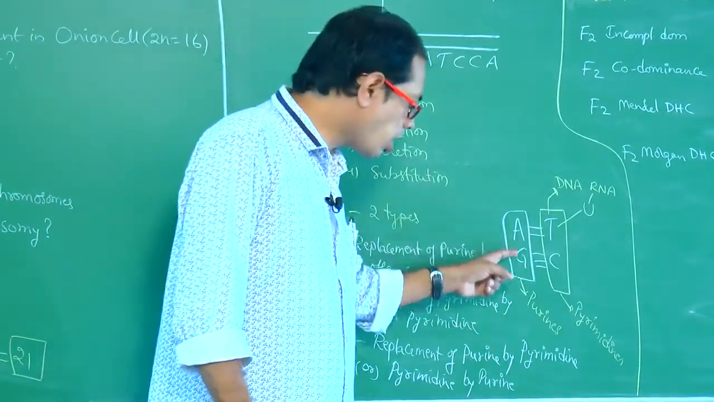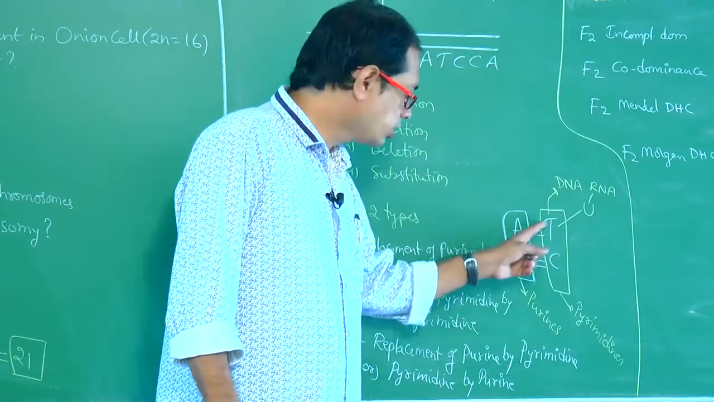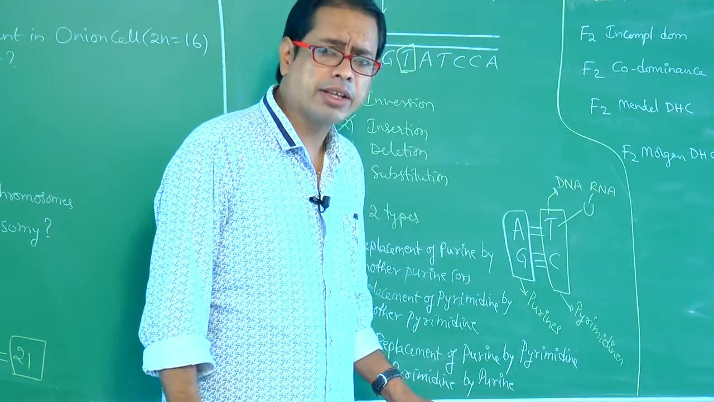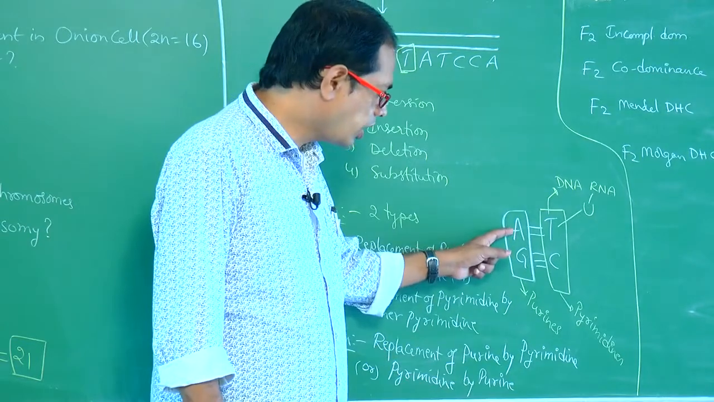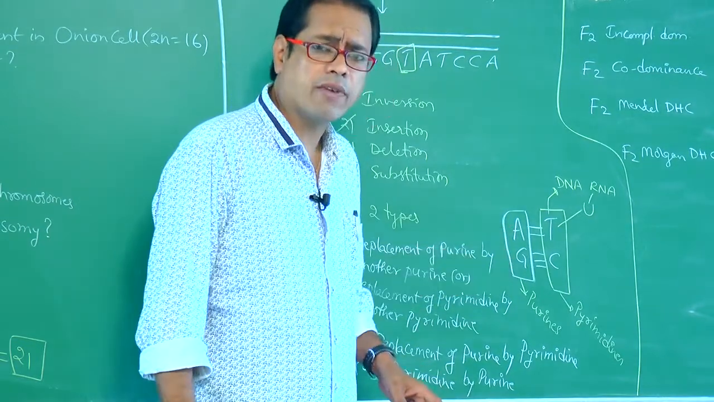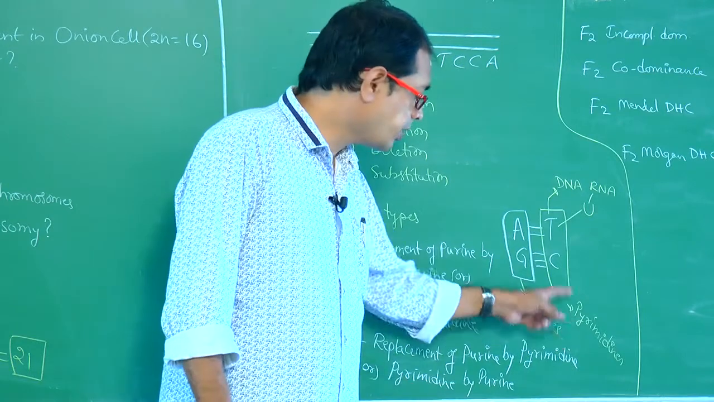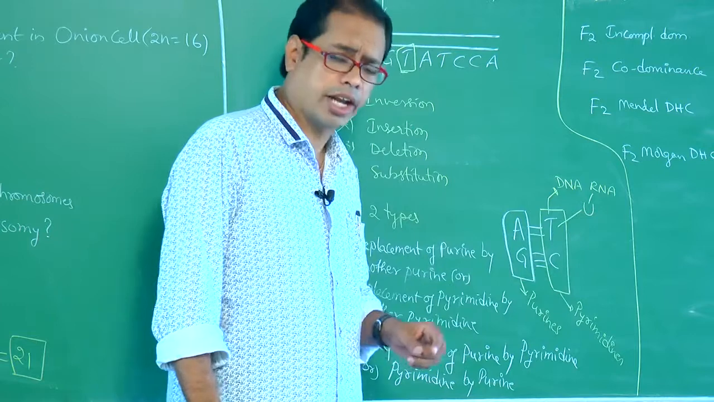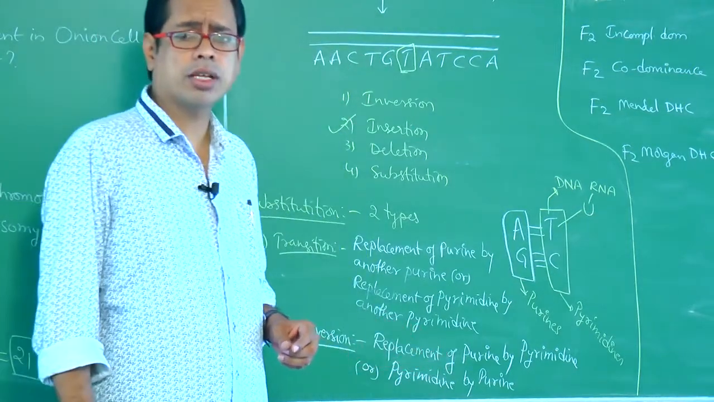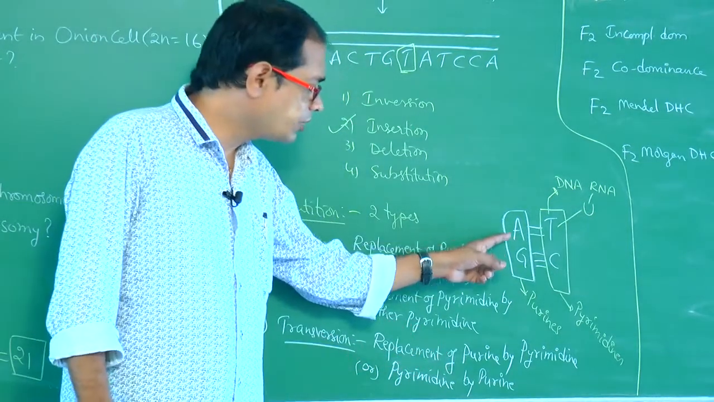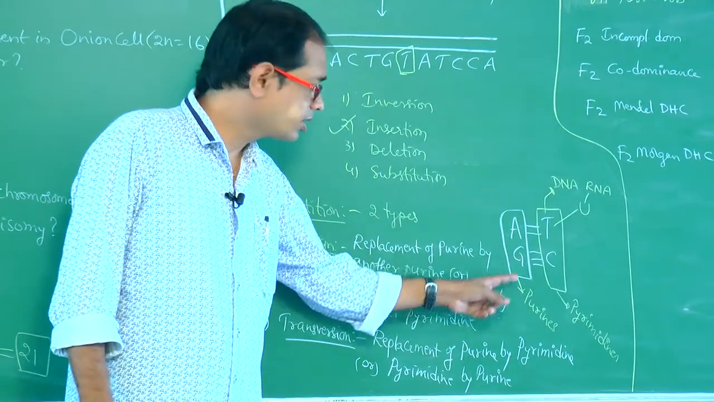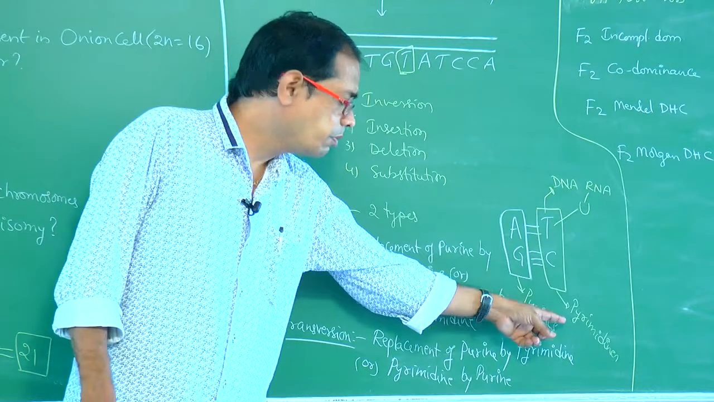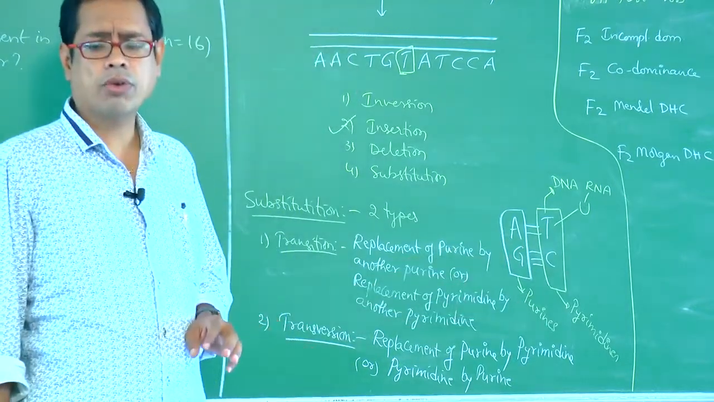So these two are called purines. These are called pyrimidines. Number of kinds of purines? 2, A and G. Number of kinds of pyrimidines? T, U, C. 3 kinds, right? So A, G are called purines. T, C, U, these 3 are called pyrimidines. We have known what are purines and what are pyrimidines, right?